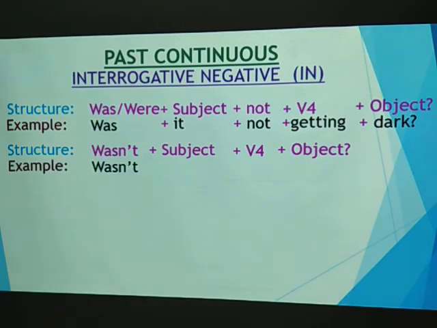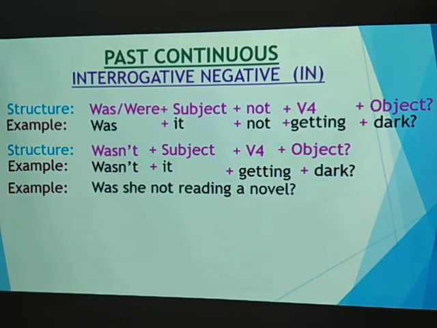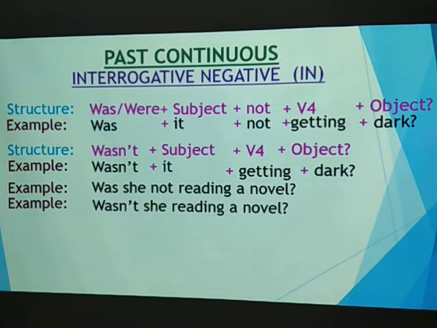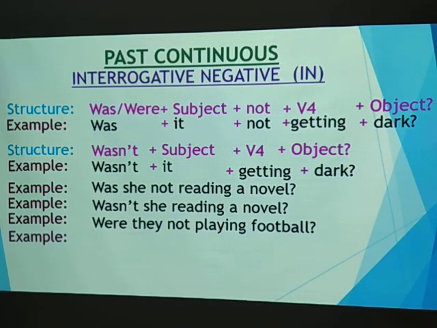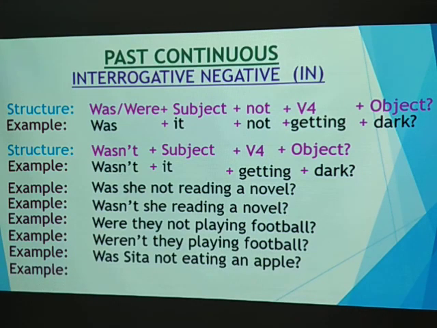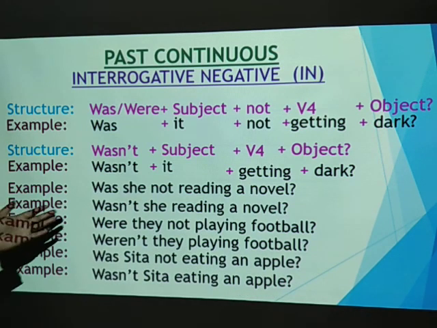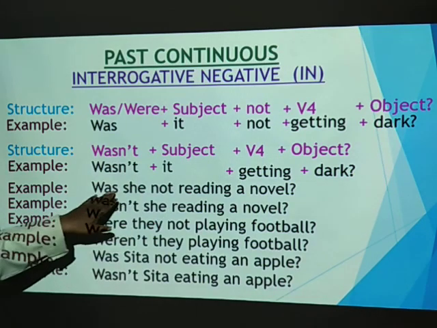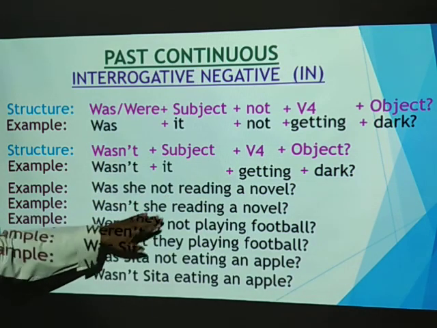Example for the structure: wasn't it getting dark? Wasn't it getting dark? Some examples: was she not reading a novel? Wasn't she reading a novel? Were they not playing football? Weren't they playing football? Was Sita not eating an apple? And wasn't Sita eating an apple? In all three examples, you can see not combines with was and not gets removed from its place.